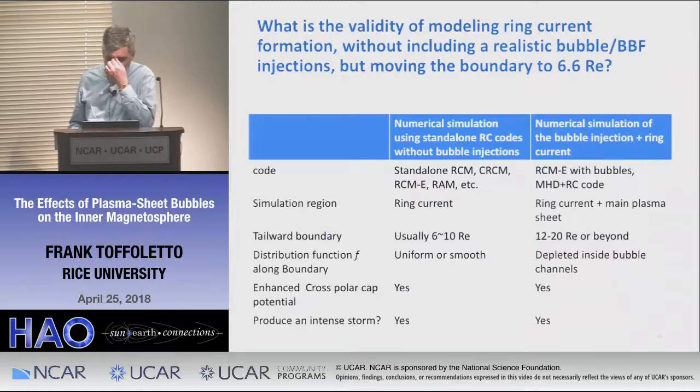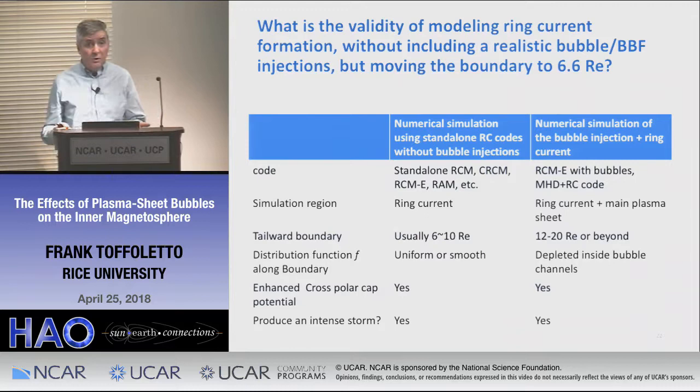So one question that comes up is, there are many ring current models out there, and for many years they've been producing ring currents, Dst, that look like observations. And they typically don't worry about these things called bubbles that I've been talking about. Why do they get ring currents, and why do we have to put a bubble in the ring current in order to produce a ring current?